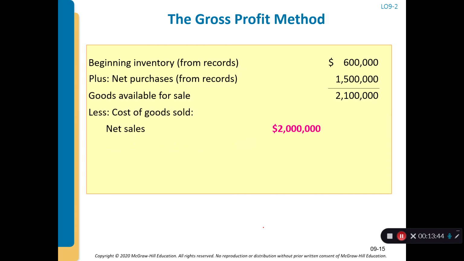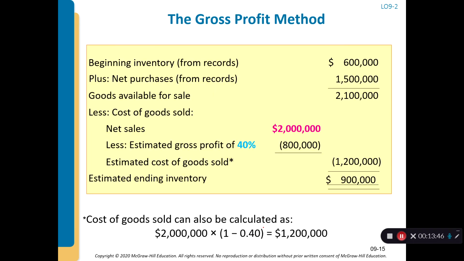Okay, so for example, this company had a beginning inventory of 600,000 and purchases of 1.5 million, and the goods available for sale is 2.1 million. And then they know that the total sales is 2 million and the gross profit is 40%. Hence, sales minus the gross profit, you can get the cost of goods sold, which is 1.2 million, and then its ending inventory is 900,000.